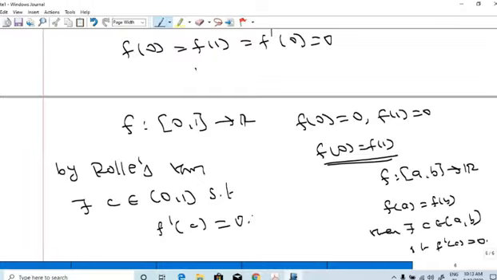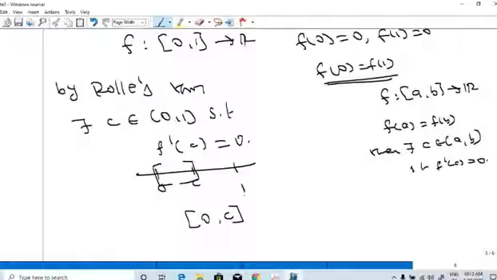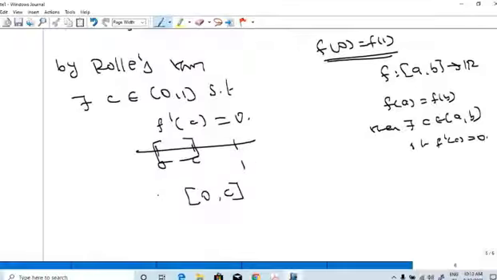Now what does c actually lie between? This is 0 and this is 1. C lies strictly between 0 and 1. Therefore c is somewhere here. Now consider Rolle's theorem for the interval closed 0, c. Therefore now consider f dash as a function on this interval, because f is a continuously differentiable function. Therefore f dash exists, and again it is continuous.